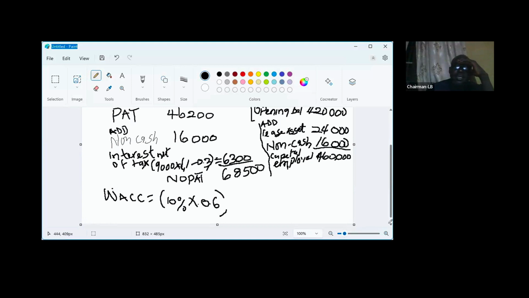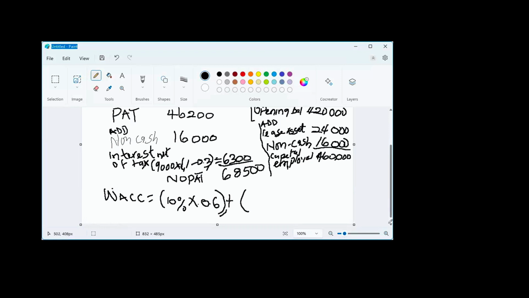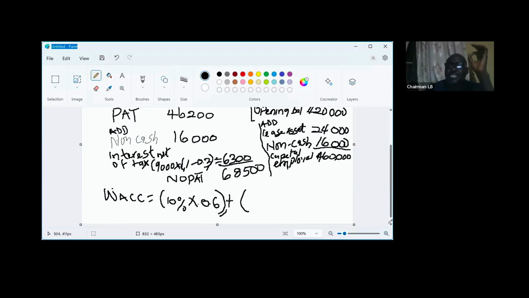Brackets, plus, what is the cost of debt? 7%. Now that 7% is before tax. We now calculate after tax.